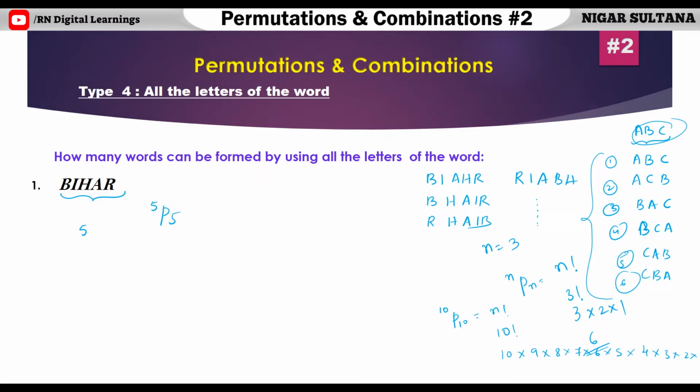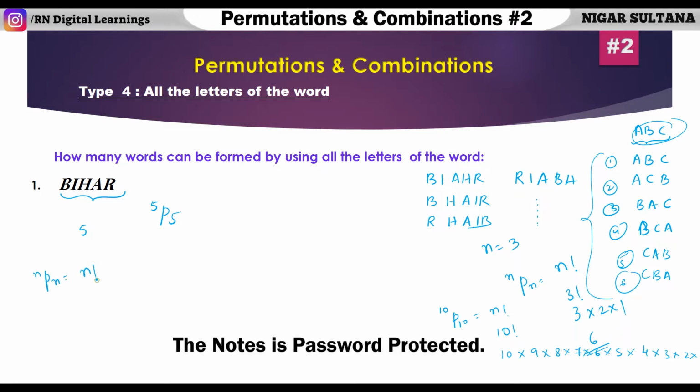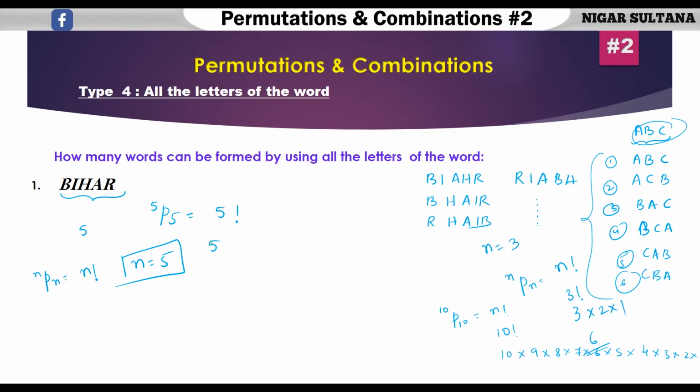Now this can be written as 5P5. In my previous video I told you that nPn will give us n factorial. Simply, it's very easy. Now what is n factorial here? N value is 5. Now this can be written as 5 factorial. If we expand this, 5 into 4 into 3 into 2 into 1. So what is the value? 1 into 2 is 2, 2 into 3 is 6, 6 into 4 is 24, 24 into 5 is 120. So the value of 5 factorial is 120.